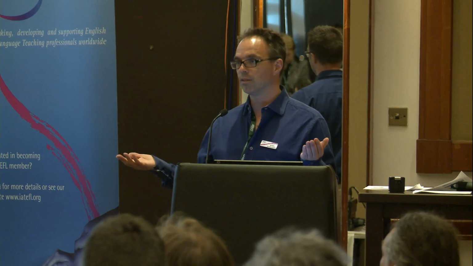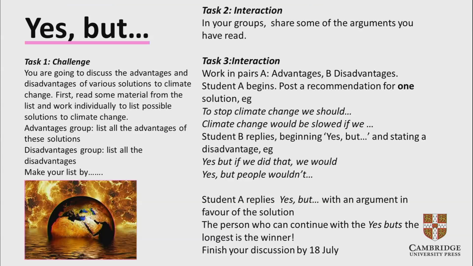They are put into pairs, one advantage and one disadvantage, so an A and a B. And then they are given, either by email or by private message, a recommendation for a solution to put forward. One person begins: "To stop climate change, we should..." And student B replies, beginning "Yes, but," and stating a disadvantage.